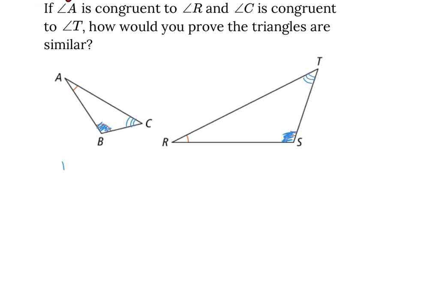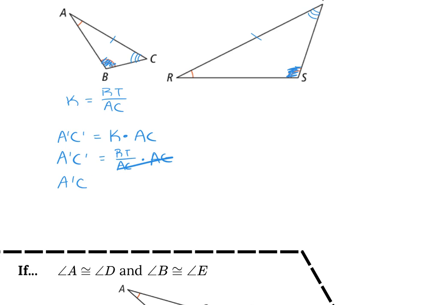So K is going to equal those two sides divided. So RT over AC. All right, and then we can prove that our dilation will equal the new image. So A prime C prime would equal our scale factor times AC. So RT over AC. Those will cancel out, and we're left with A prime C prime equals RT.